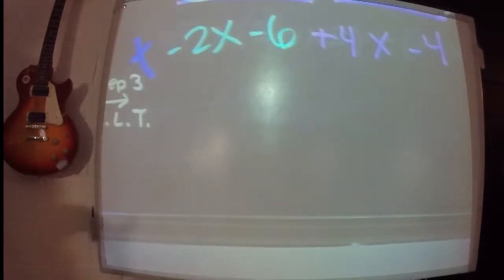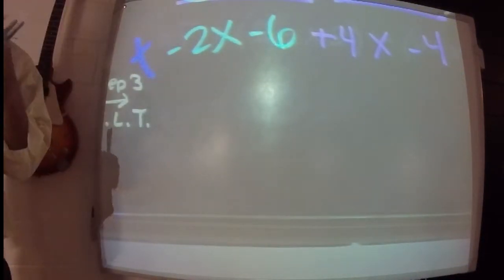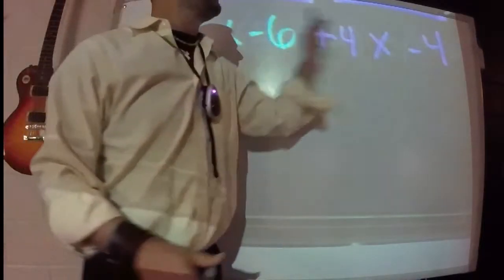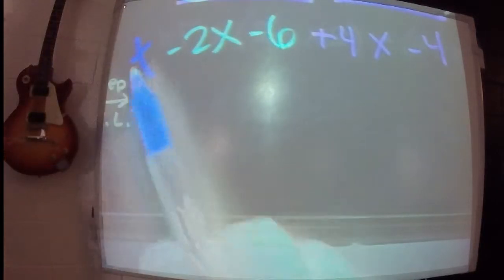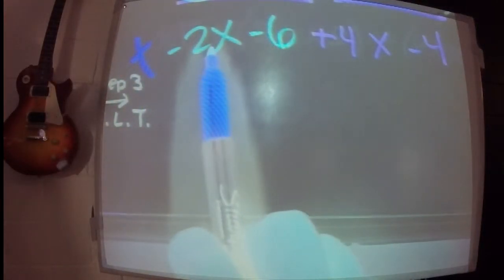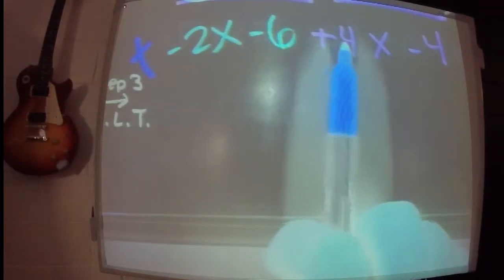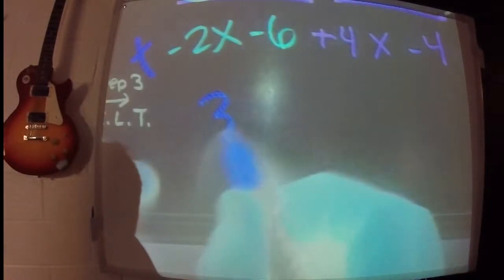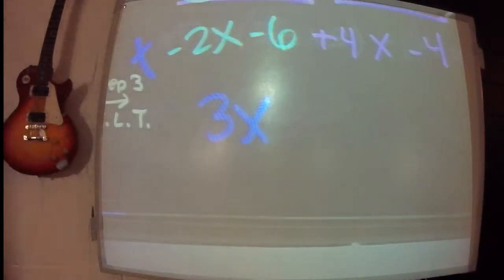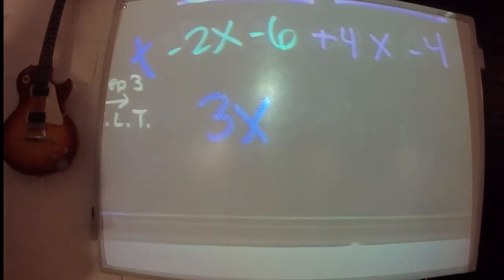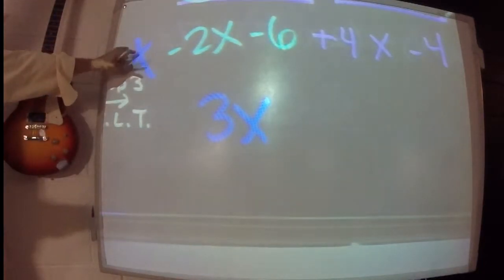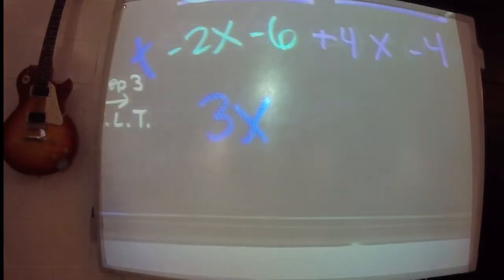Now put all your pieces together. Once again, there's only two types of pieces, x's and numbers. So how many x's are there? What is 1x minus 2x? Negative 1x. Add 4 to that, positive 3x. If you don't feel good about that, you could always try on your calculator. This one that doesn't have anything with it is a 1x. So 1 minus 2 plus 3.